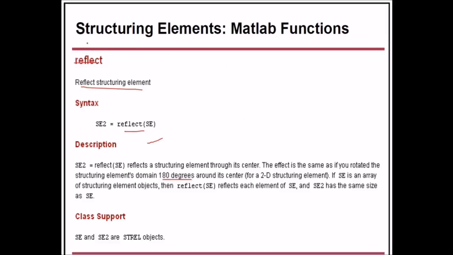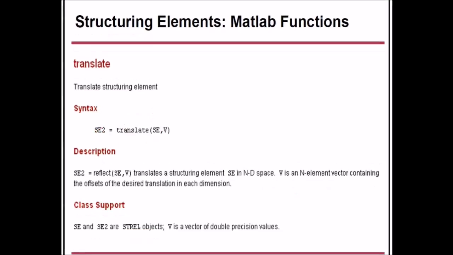So this structuring element is an array of structuring element objects. Then reflect SE reflects each element of SE, and SE2 has the same size as SE. It was being reflected. So these are the class support: SE and SE2 are strel objects.